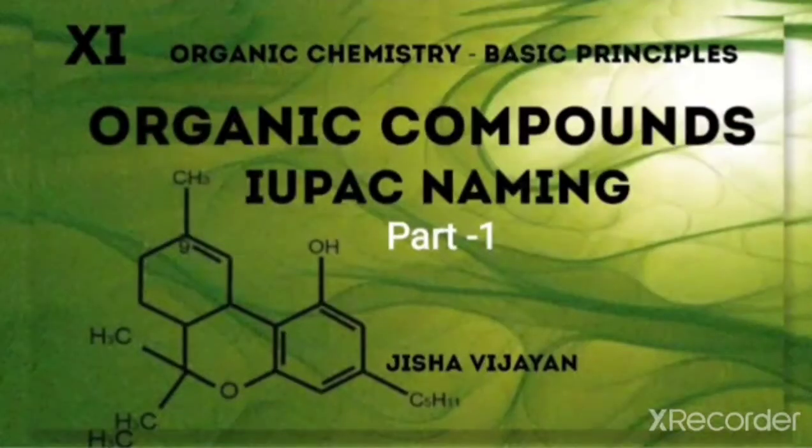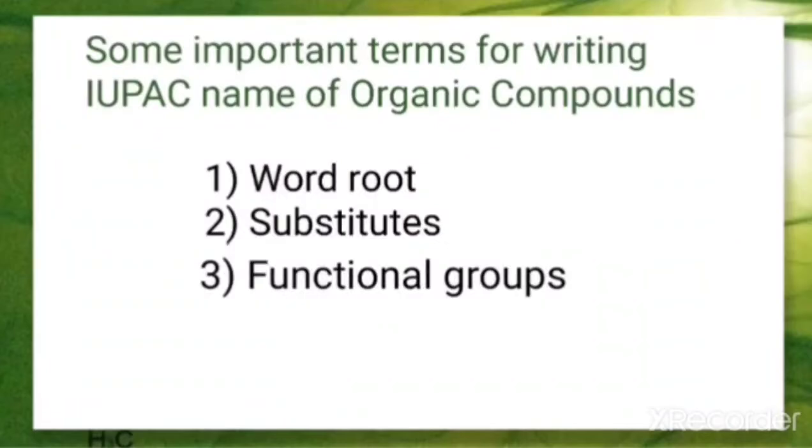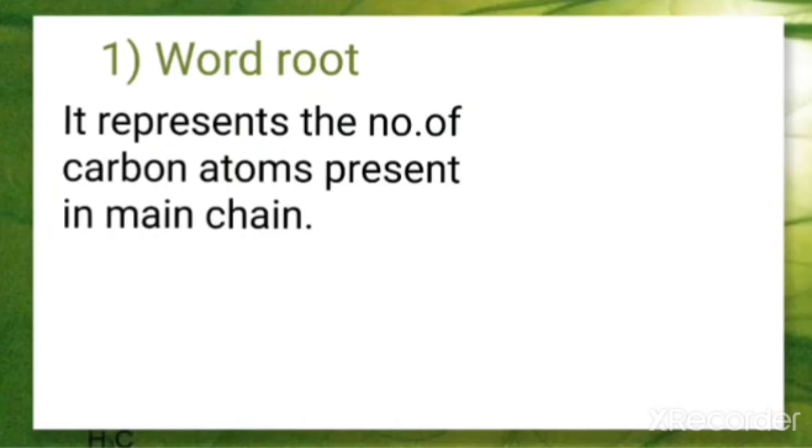So in this video, we are going to discuss some important terms we'll be using for writing the IUPAC name for any organic compound. First, let us talk about these important terms: word root, substituents, and functional groups. Let us find out what these are in detail. First of all, word root. It represents the number of carbon atoms present in the main chain. What is word root? It represents the number of carbon atoms present in the main chain.